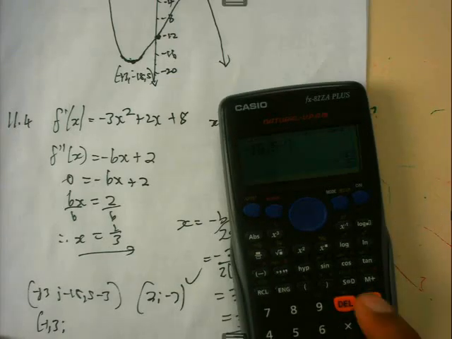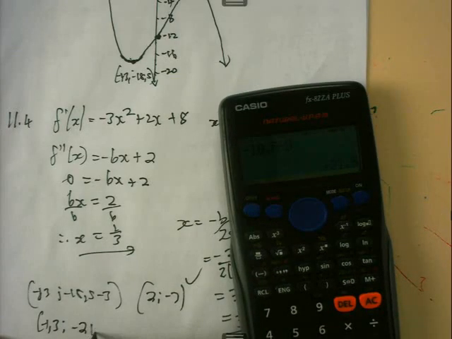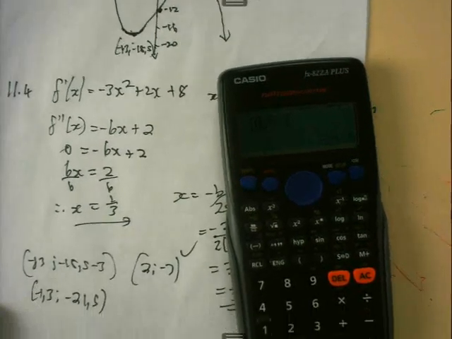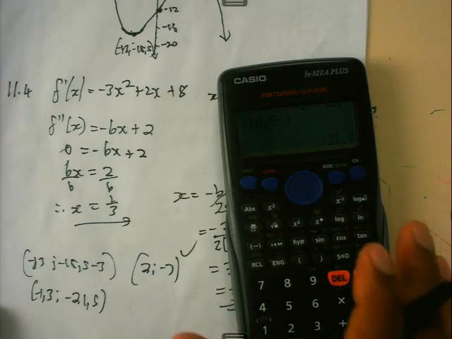Of course, your answer then will be what? Will be minus 21,5. Remember now your graph will move vertically 3 units downwards.